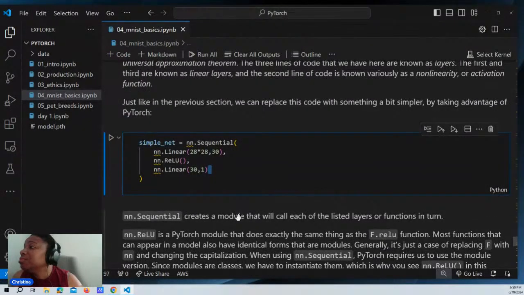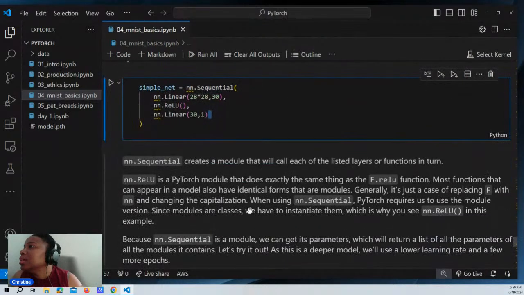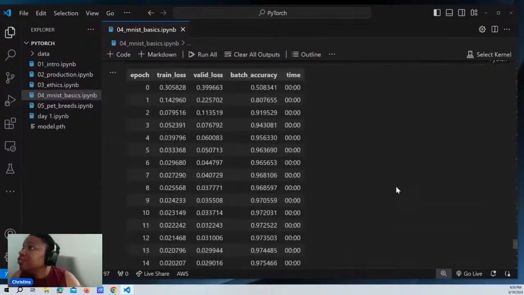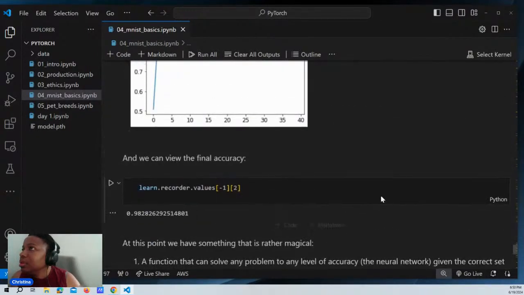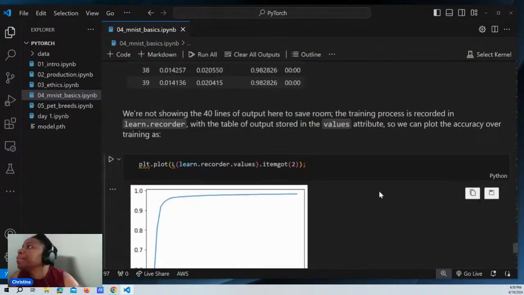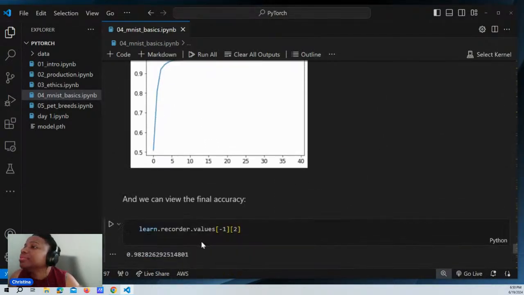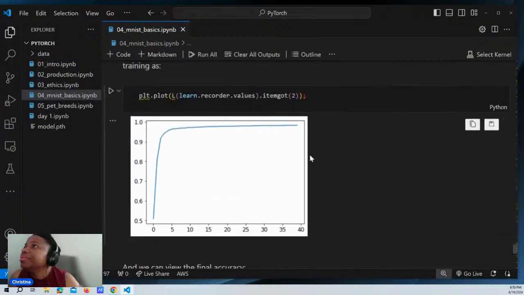Sequential is a module that will call them in turn as they run. They have ReLU, which is just the built-in version. You can set specific parameters for it and just fit the model. That's great. Looks nice. 98%.